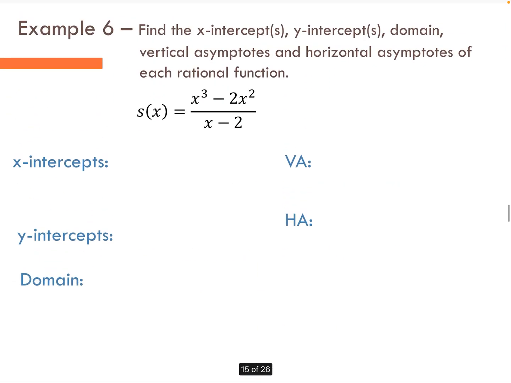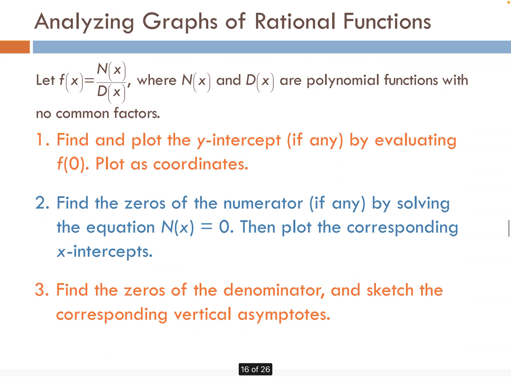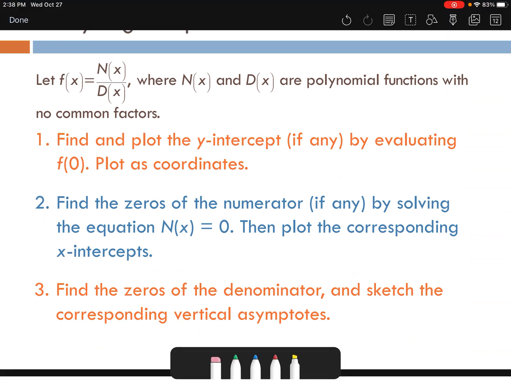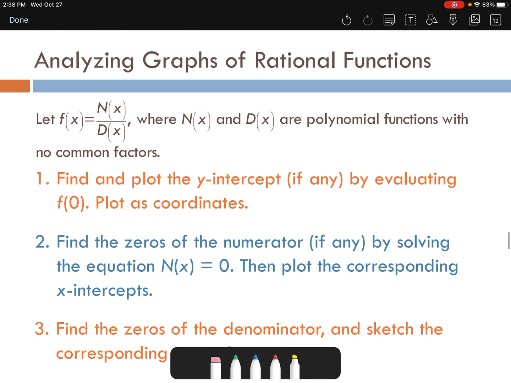Okay, welcome. We're going to look at graphing today for part 2. We ended up with example 6 on part 1, so now we're going to talk about part 2. Okay, so we're going to look at graphs of rational functions.